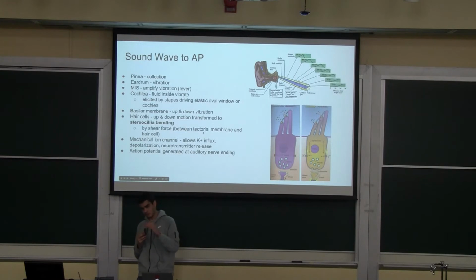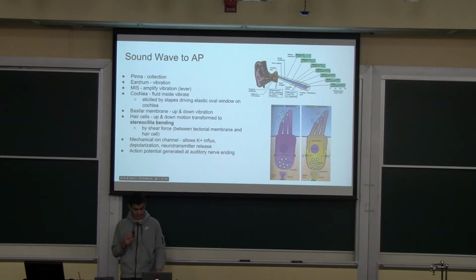If they tilt one way, they open the channel. Tilt the other way, they close the channels. It's potassium influx. You get a depolarization, but not an action potential. If you guys get that wrong, I'll be really sad. And then you release neurotransmitter basically onto the ganglion cell, which we'll talk about now.